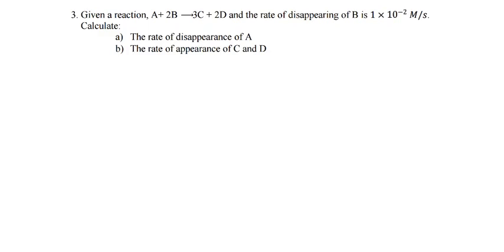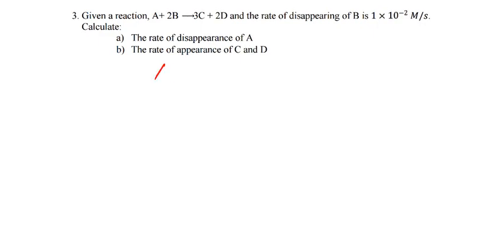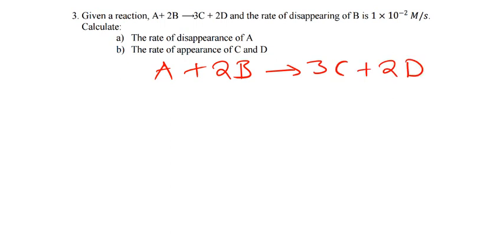Question 3. Question 3 is testing us on the rate of appearance and disappearance for the different parts of the equation. So what we have is A plus 2B, and then this gives us 3C, and then plus 2D. Okay, what are we given here? We're given that the rate of disappearing of B is 1 times 10 to the power negative 2 molar per second. Where is our B? Our B is right there.